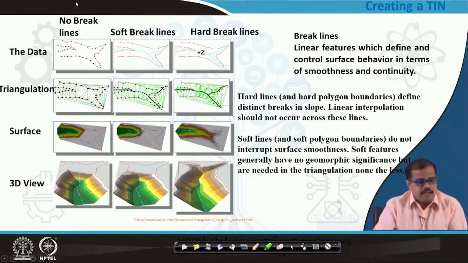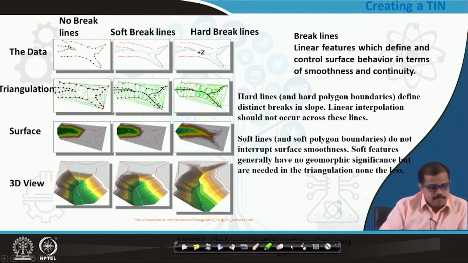So, now we have this data. With no break lines, we have soft break lines and we have hard break lines. Let us say we are deriving this triangulation by any one of those methods. Once we have done the triangulation, you can see a number of triangles representing the same surface on the earth surface, which means elevation remains constant across all. When you have hard break lines, you can look at a number of surfaces here.